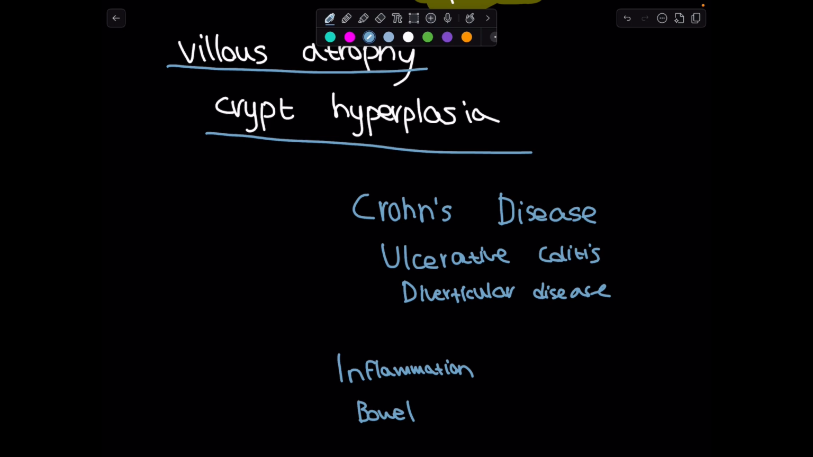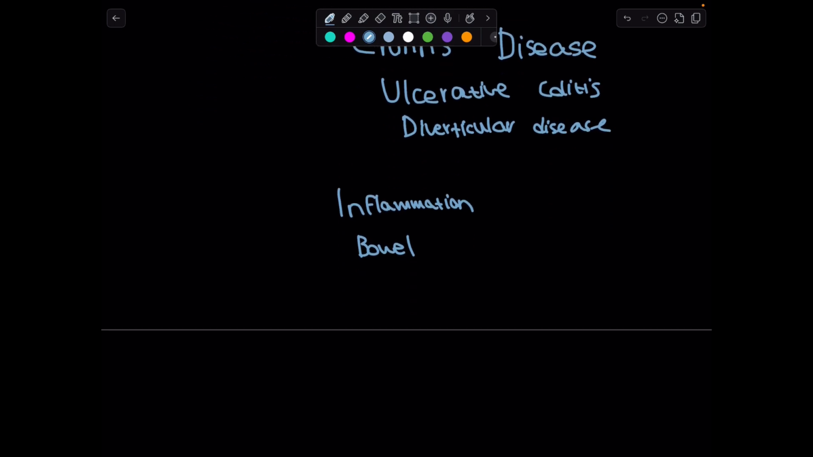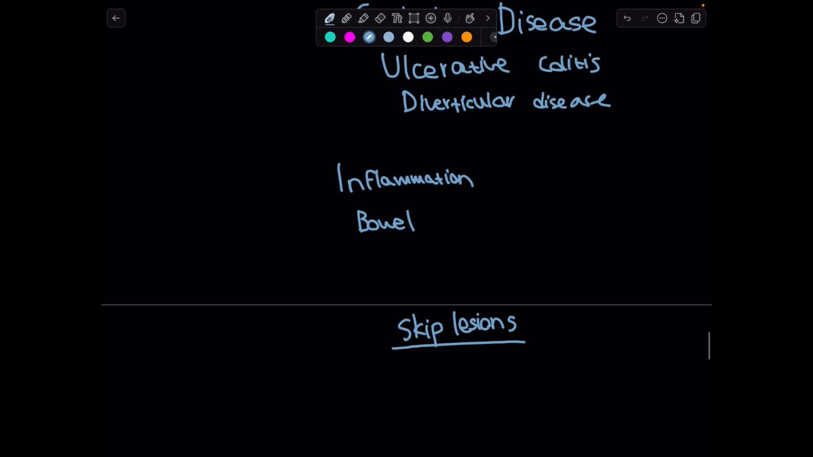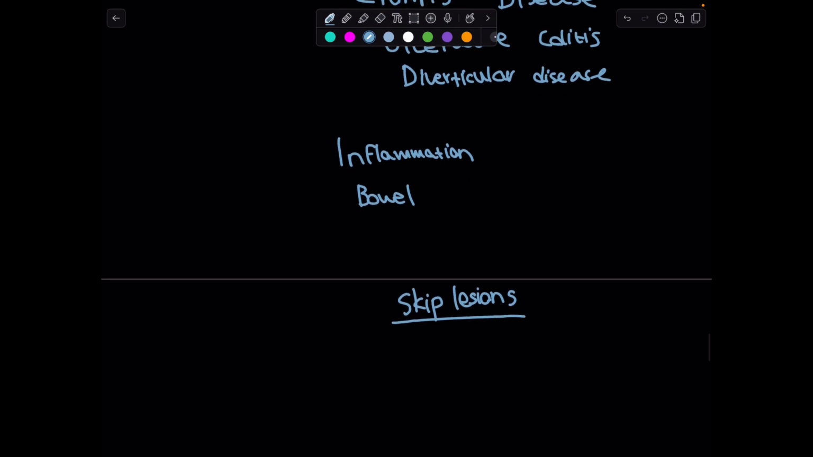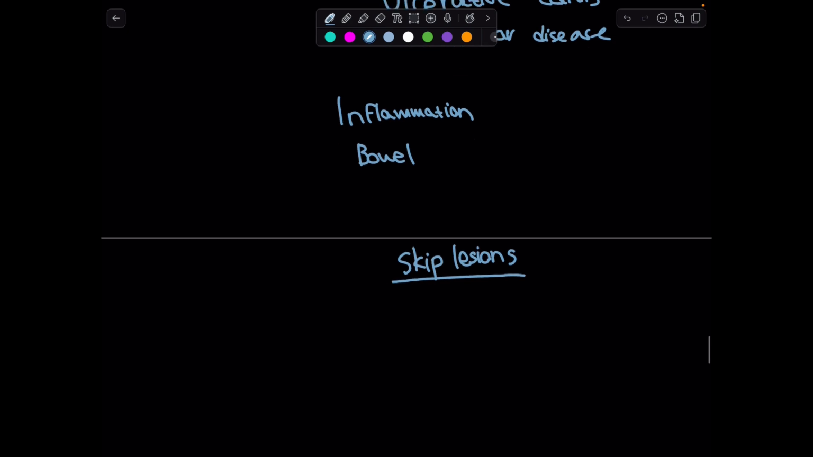Skip lesions in Crohn's disease are patchy, discontinuous areas of inflammation in the digestive tract where disease segments are separated by healthy tissue. Unlike ulcerative colitis, continuous inflammation, Crohn's leaves skipped normal areas, seen in the mucosa or deeper layers, often in the ileum or colon. This pattern helps diagnose Crohn's and contributes to its variable symptoms. Clear? Want more on fat wrapping or other features?